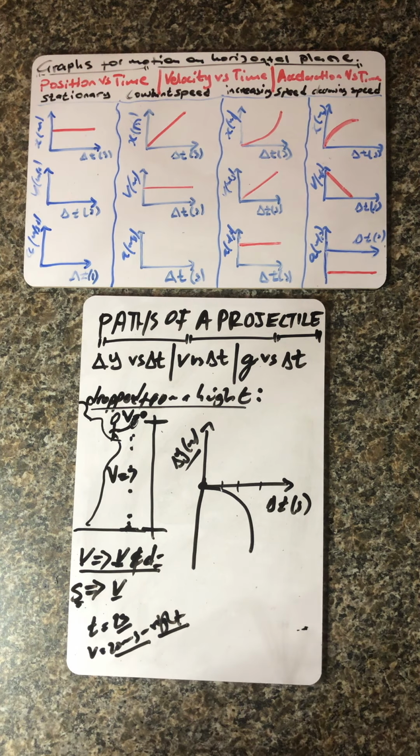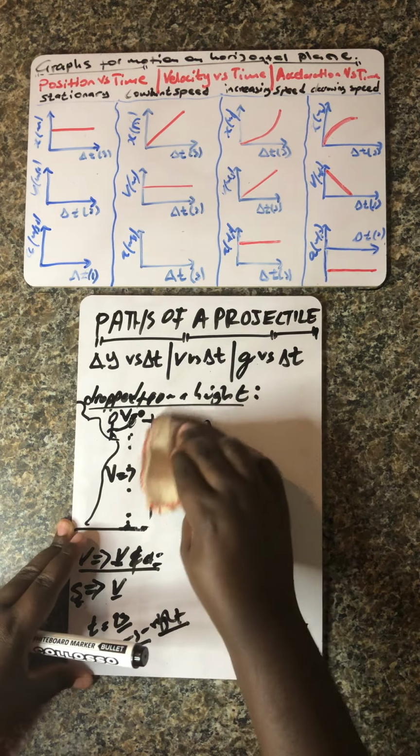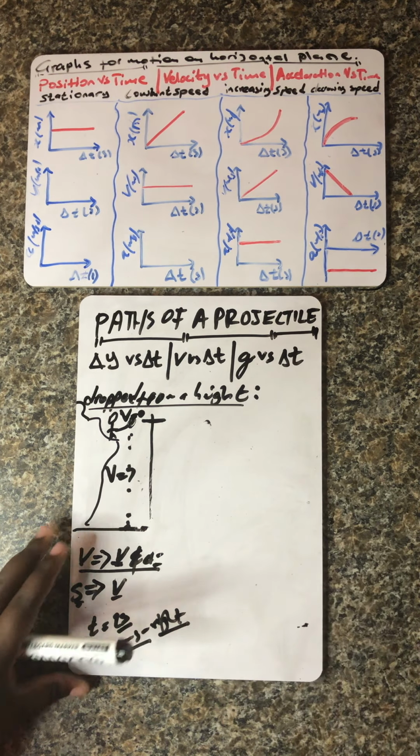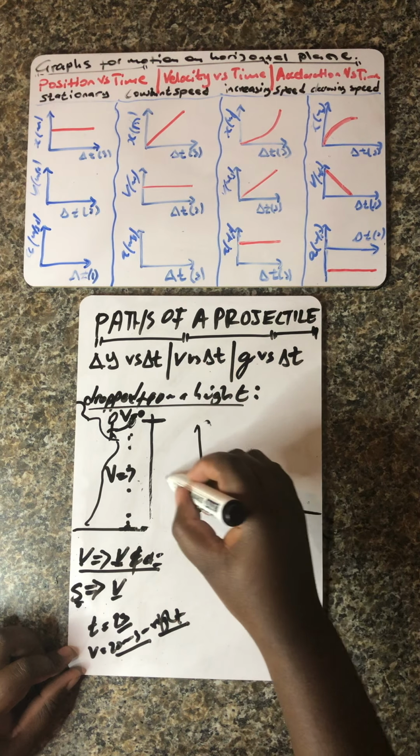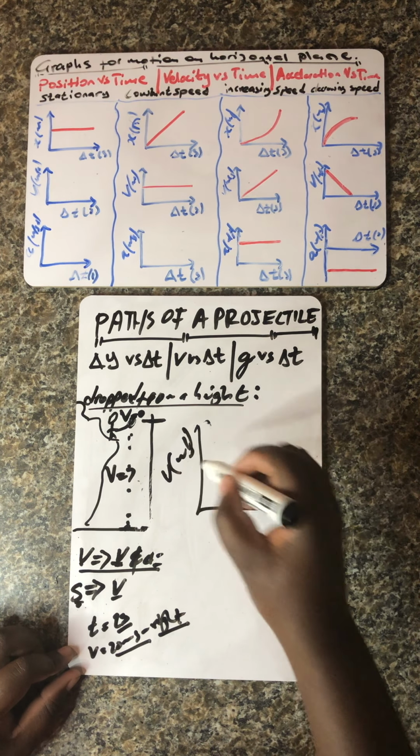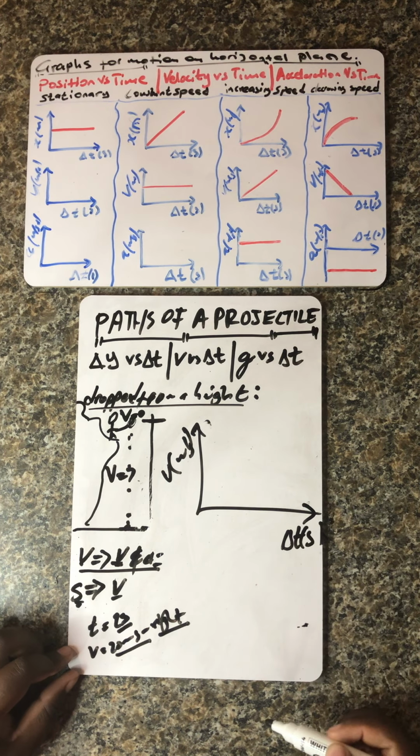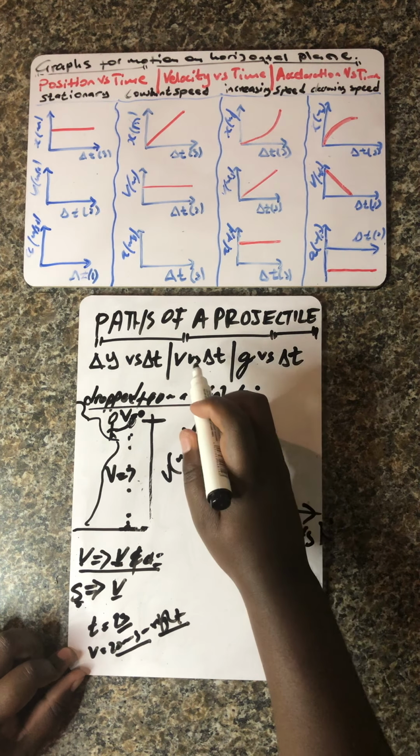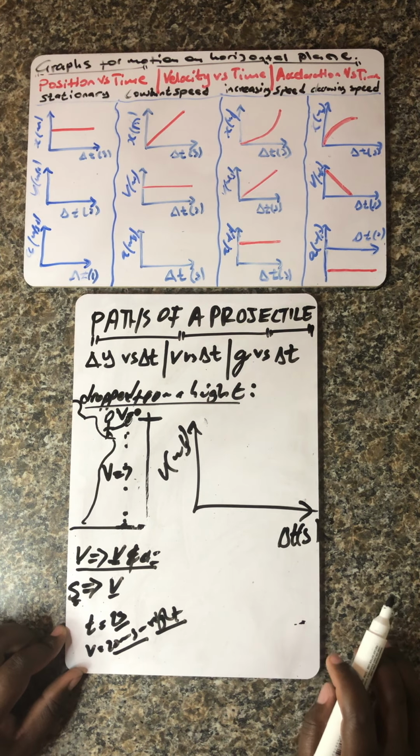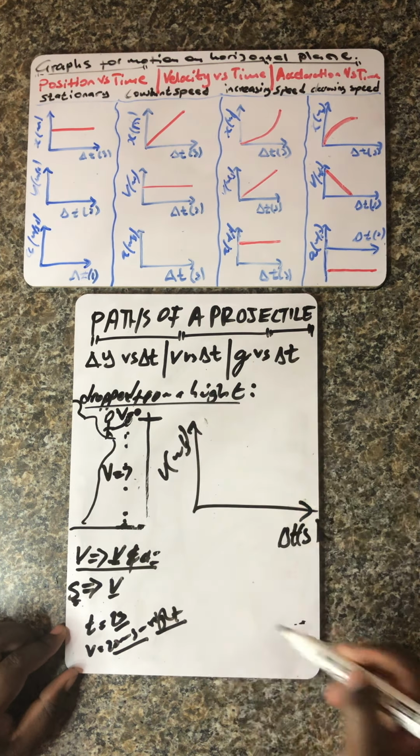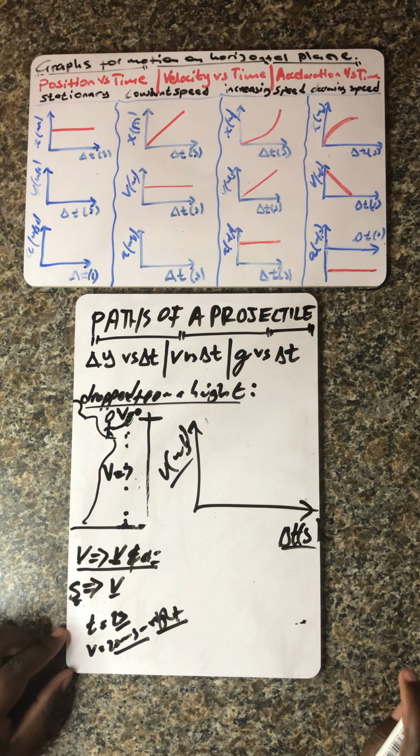I hope you fully understand that part from the previous lesson. So ladies and gentlemen, let's now sketch the second graph of velocity in meters per second versus delta t in seconds. If you fully want to understand this part, remember, same scenario, but this is a velocity versus time graph.